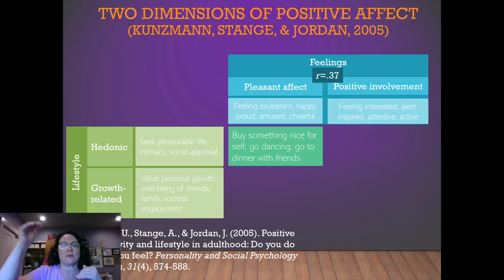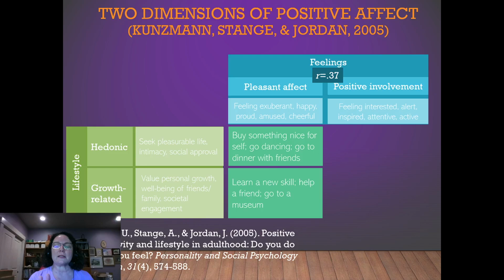So we've got these two dimensions, feelings and lifestyle. And under each of those, there are sort of subparts, right? So if we do a matrix and look at pleasant affect under feelings and hedonic under lifestyle, maybe to represent that we're engaging in that, we might buy something nice for ourselves, maybe go out dancing where we could socialize with other people, maybe go to dinner with friends, reconnect. These would all be hedonic, right? They're pleasurable, they increase intimacy, might give us an opportunity for social approval, and they also probably will generate positive affect. You may feel happy and amused and cheerful as a function of participating in that.